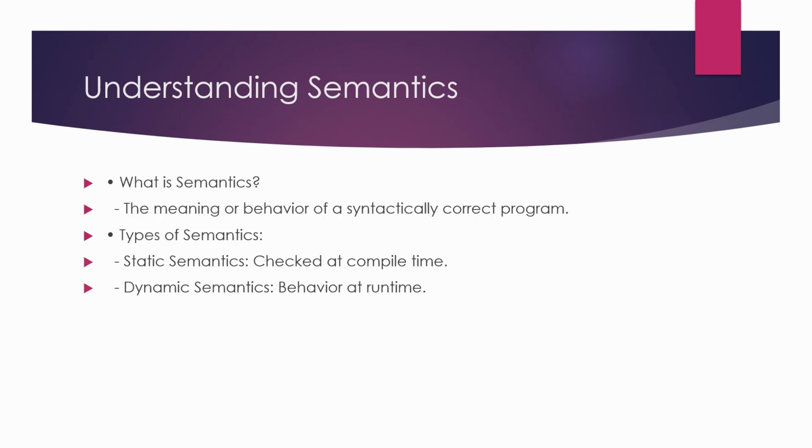Next, let's explore semantics. While syntax defines the structure of code, semantics defines its meaning. It's about what happens when the code is executed. There are two main types of semantics: static semantics, which are checked at compile time, and dynamic semantics, which are checked at runtime.